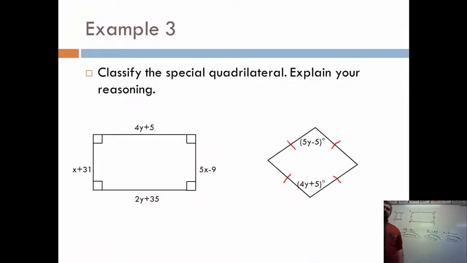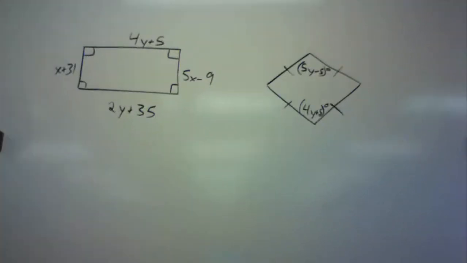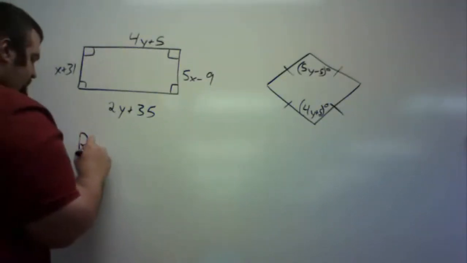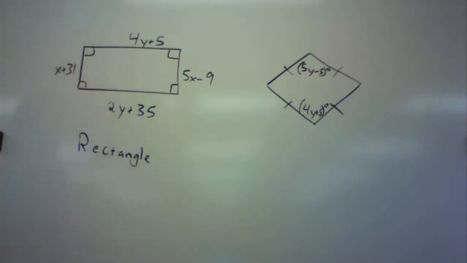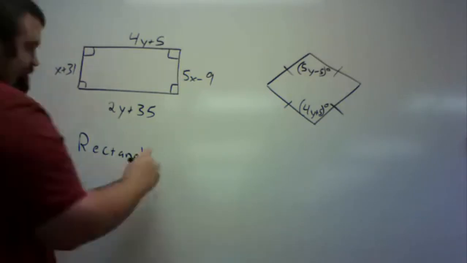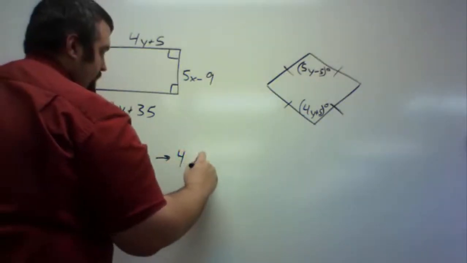What if I asked you to classify the special quadrilateral? Explain your reasoning. Whoa. Classify the special quadrilateral. That means when I look at this, I have to determine what for sure it is. All right, so I'm pretty sure I've copied this down correctly. Oh, this is definitely a rectangle. How do I know it? It has four congruent right angles. So I know it's a rectangle. How do I know? Four right angles.